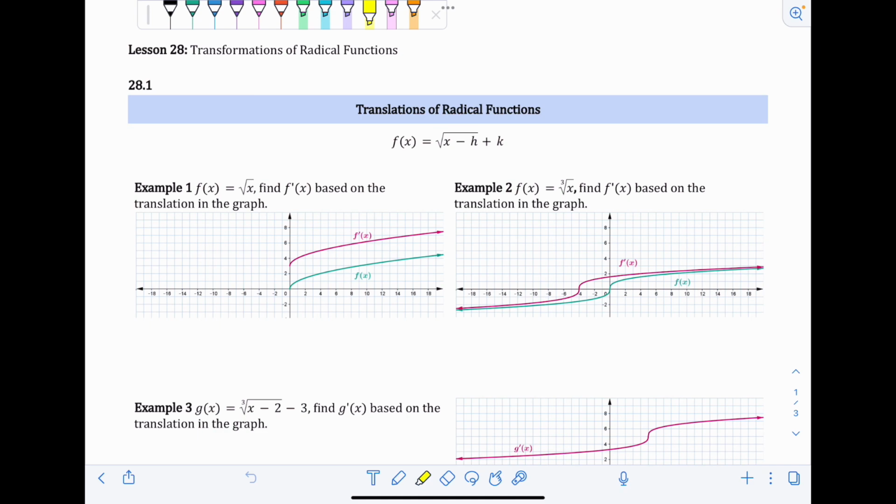Just as a review, translations are a type of transformation that shift the graph left or right or up or down. It doesn't change the orientation or the shape of the graph at all. It just moves it side to side. So that formula is f of x equals the square root of x minus h plus k. And it doesn't have to be a square root. It can be any type of radical.